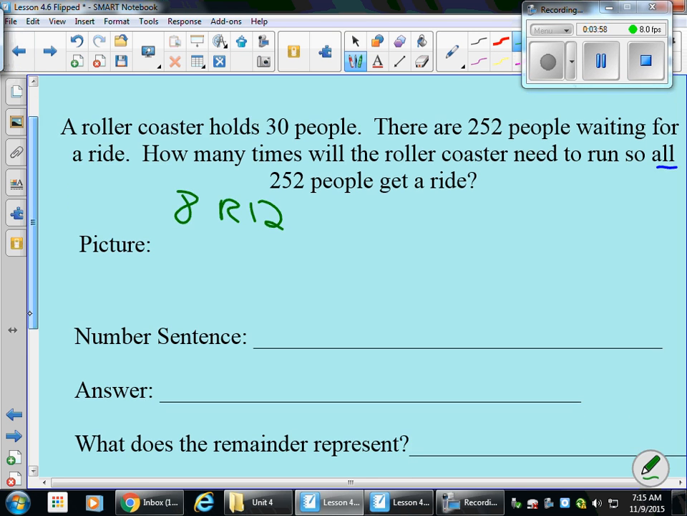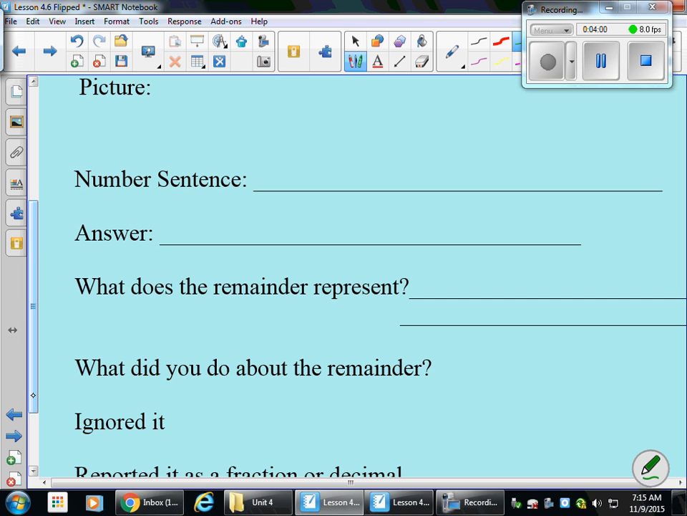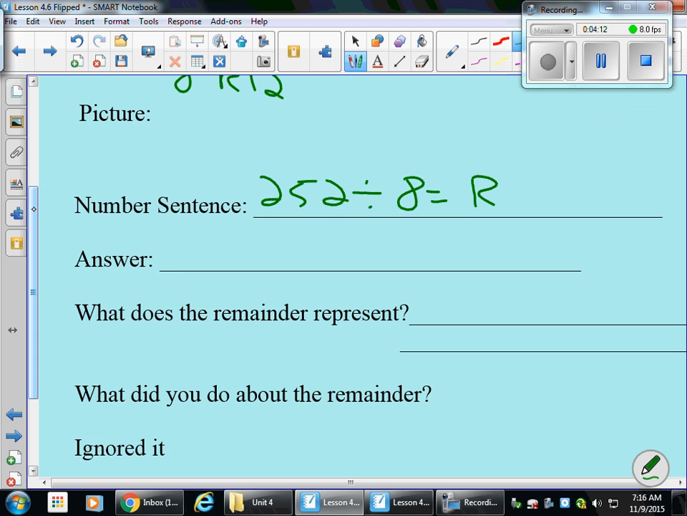So my number sentence, you're going to be seeing this in your assignment tomorrow. I'm going to go 252 divided by 30 equals, let's go R for roller coaster. My answer is 8 remainder 12. What does the remainder represent? Extra people, right? These are the 12 people that didn't get on the original roller coaster.